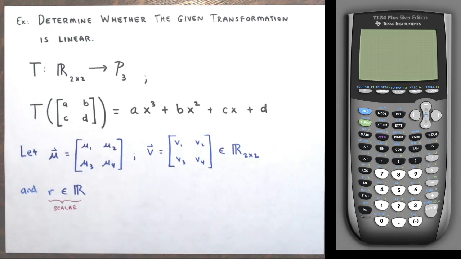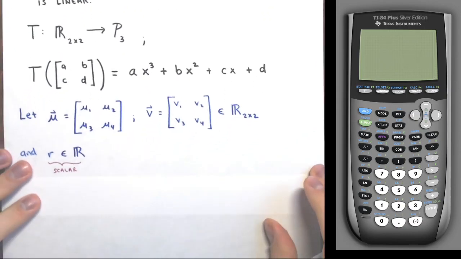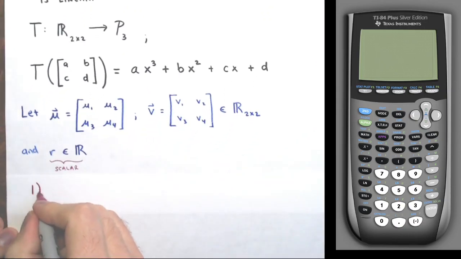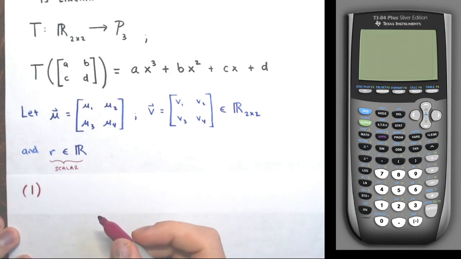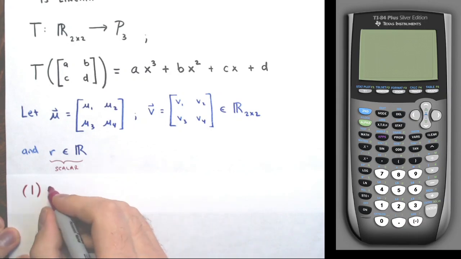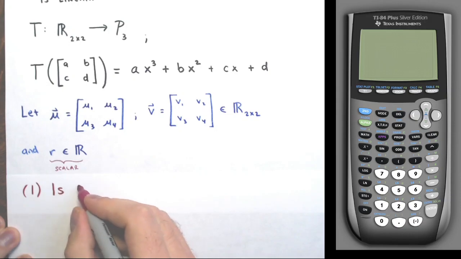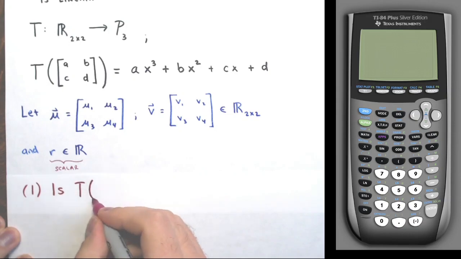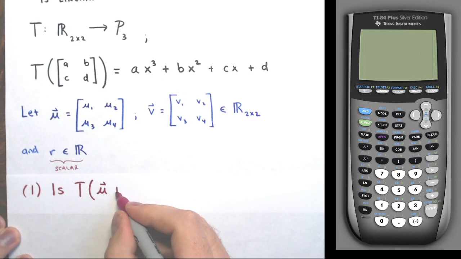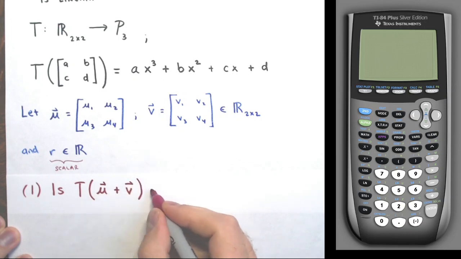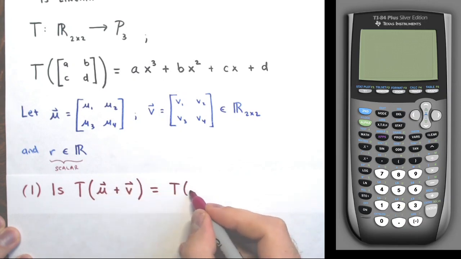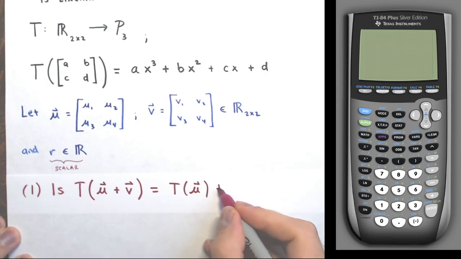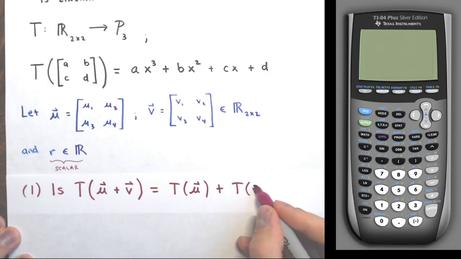All right, so first I'm going to see if the additivity property holds. Does this transformation preserve vector addition? So first, additivity. I'm going to ask this question, and I'm actually going to write it out here for this first example. Is the value of T at u plus v equivalent to the value of T at u plus the value of T at v?